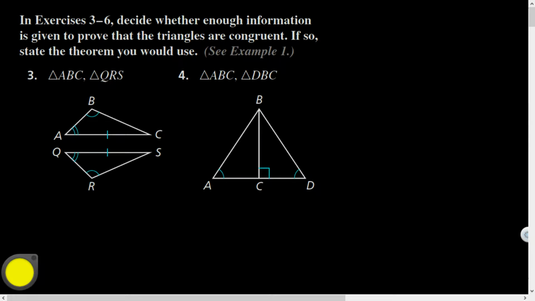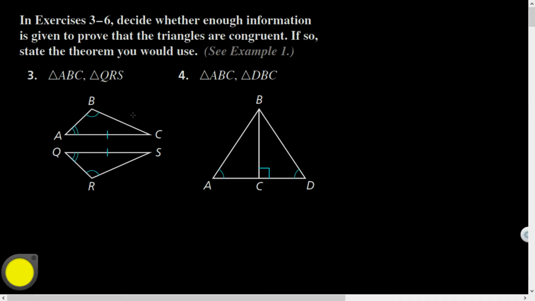We were talking about two new means to prove triangles congruent, both related to two angles and a side. So we had angle, angle, side, as well as angle, side, angle. So decide whether there's enough information given to prove that the triangles are congruent. If so, state the theorem you would use.